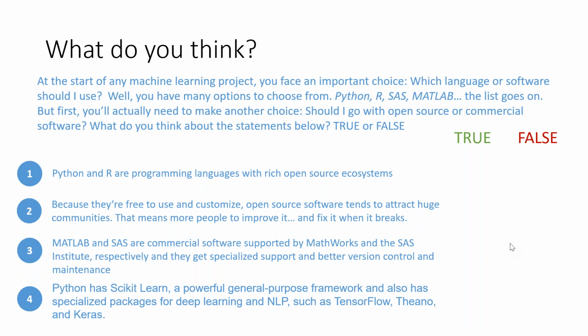So the first statement here says that Python and R are programming languages with rich open source ecosystems. True or false?